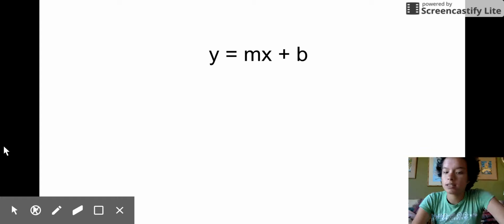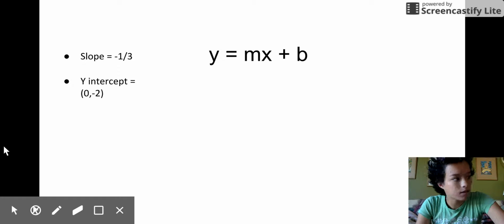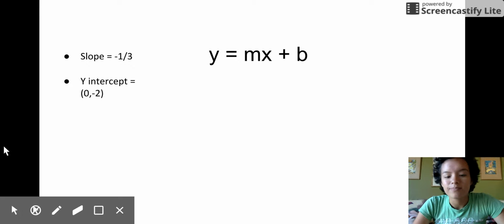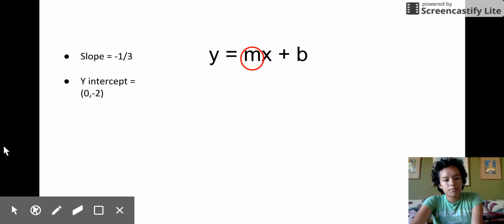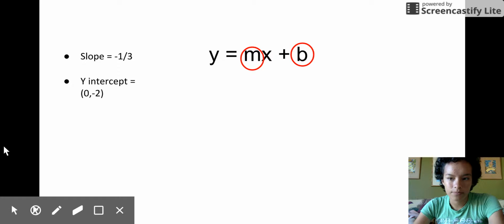So now we can plug this all into the equation. We know that the slope is -1/3, our rise over run, and our y-intercept is (0, -2), which is the important information we need to put in our y = mx + b formula. So we'll just plug in the slope into our m, which is another word for slope, and then the y-intercept into our b, which is another word for our y-intercept.